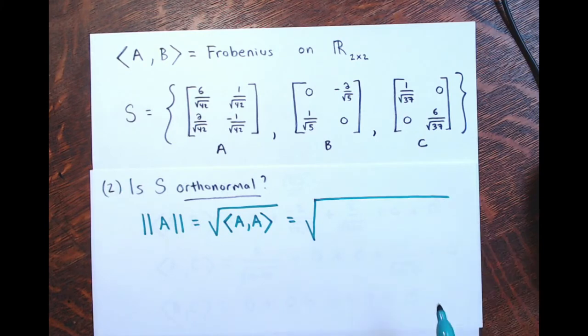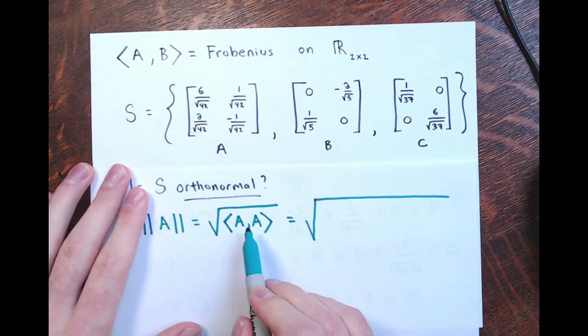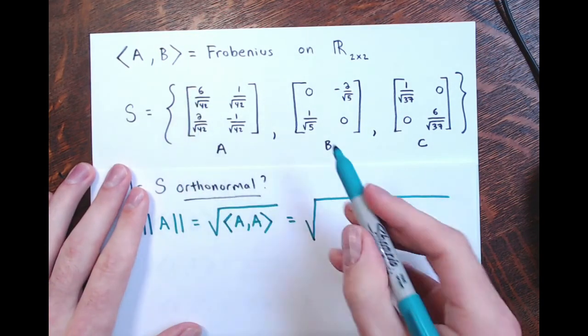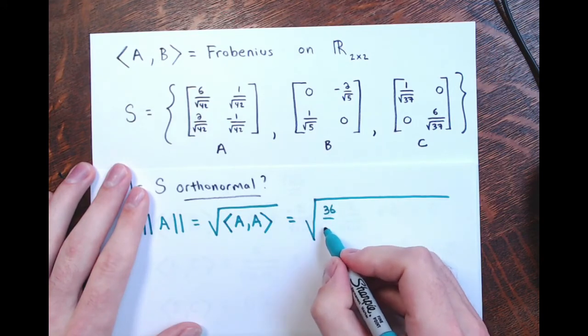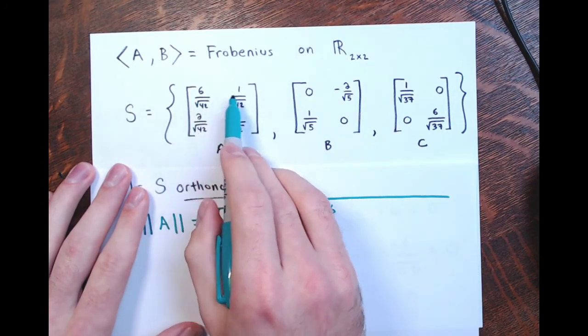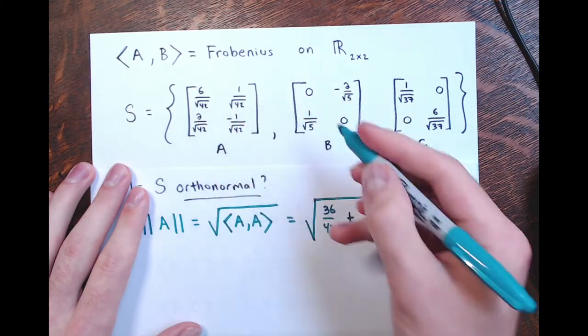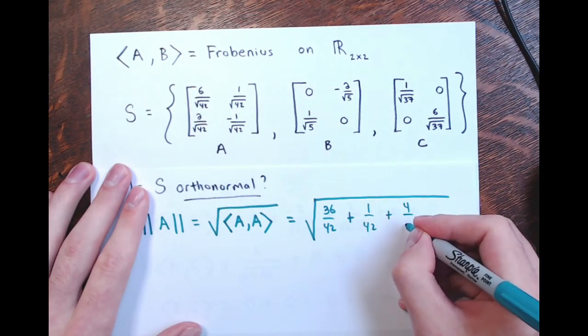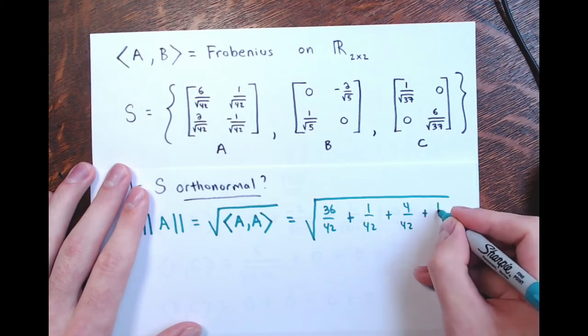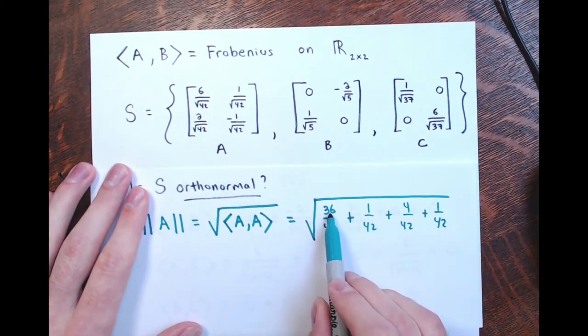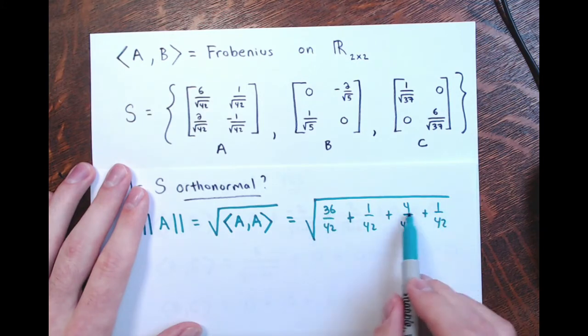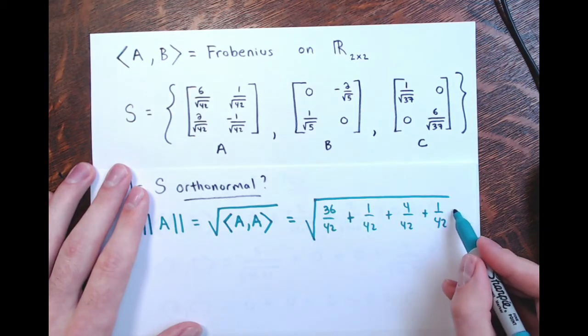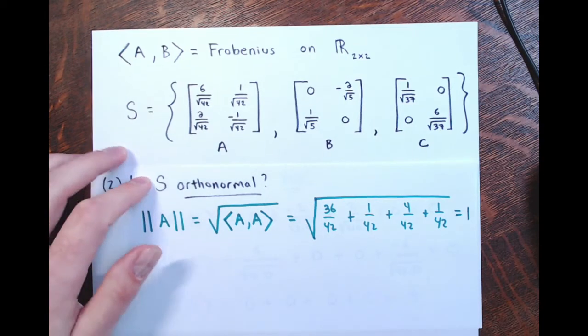All right, so this will be the square root. Let's do it all right here now. So inner product of A with A would just be 36 over 42, multiplying that by itself, plus 1 over 42 plus 4 over 42 plus 1 over 42 again. These all have the same denominator. Can you see the sum of the numerators is 42. This is 42 out of 42, which is 1, and the square root of 1 is 1.